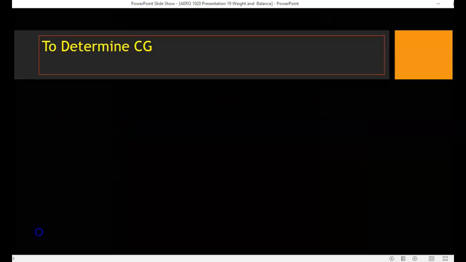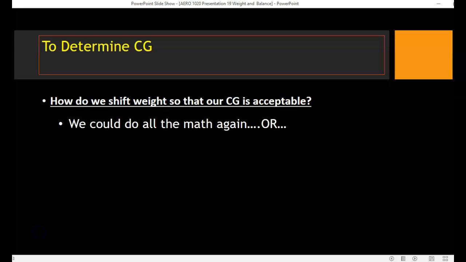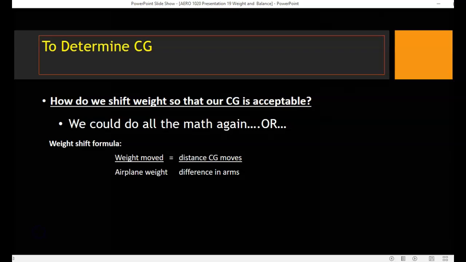So what if it's not within the weight and balance limitations? What if we need to shift weight so that our center of gravity is acceptable? Well, we could shift the weight and do all of the math again, or we could use the weight shift formula. The weight shift formula is weight moved divided by the total airplane weight equals the distance that the CG will move over the difference in the arms.